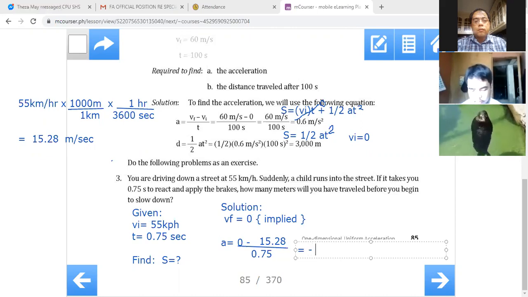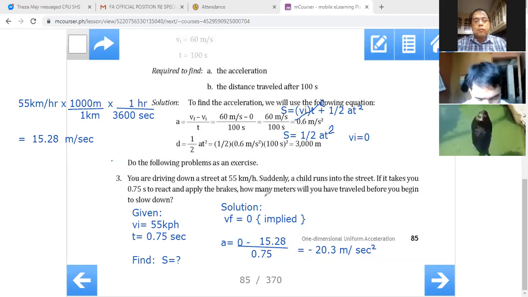Negative 20.37, sir. So that's meter per second squared. Okay, so let's write second squared with a small 2. So we have now our acceleration.